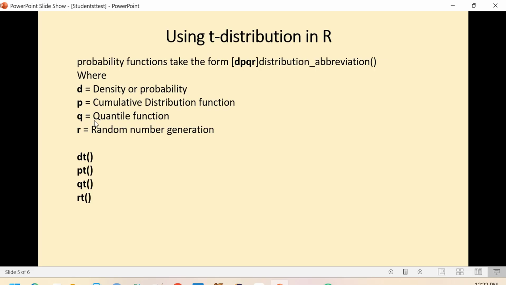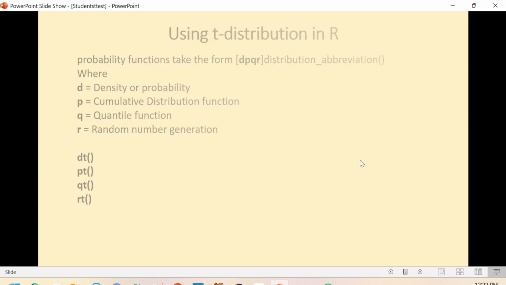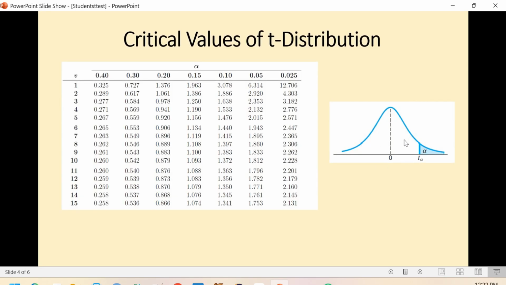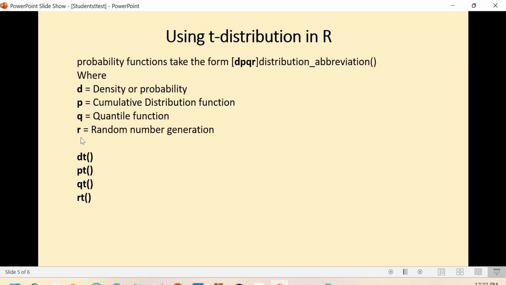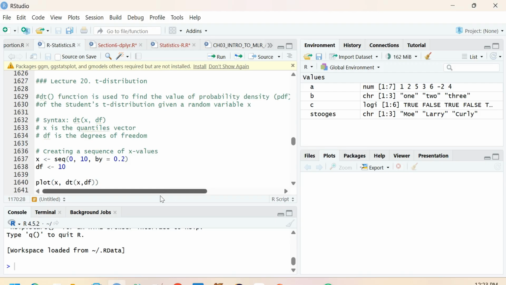And q means the quantile function. This is the opposite operation of the p function. For the q function, qt, we know this white area's probability, and then we calculate the t-value. That is what the q function does. And r is for random number generation. So these four functions are the basics for the t-distribution in R. Next we go to RStudio to show how to use these functions and do a t-test.